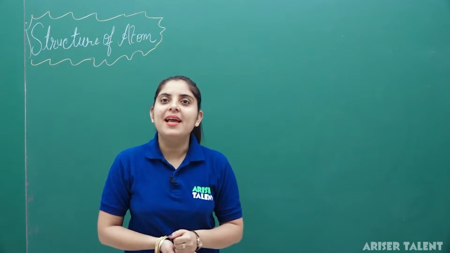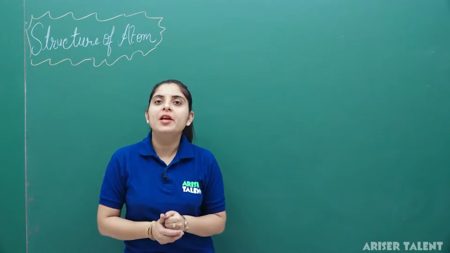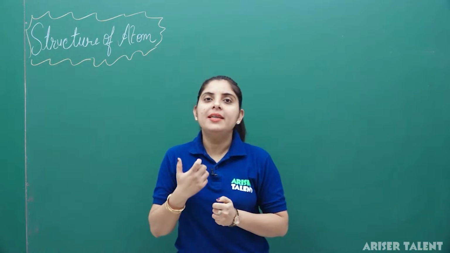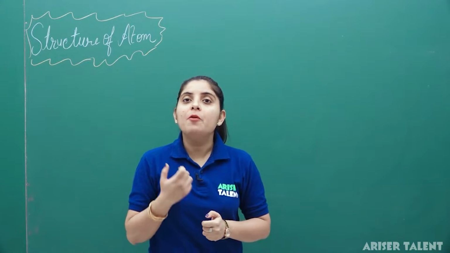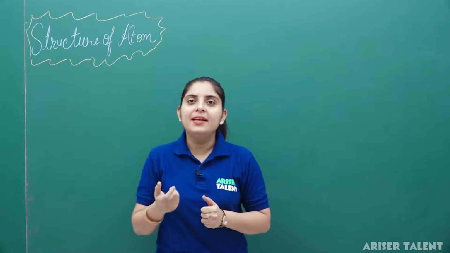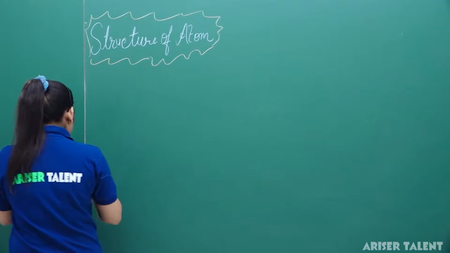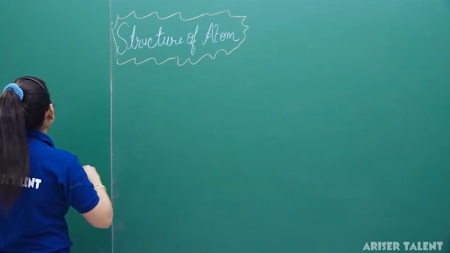So, in our previous lecture, we discussed the filling of the orbitals. I told you that the filling of the orbitals will take place in three ways, and we went through our first topic, that is known as Aufbau's principle. So, for filling the orbitals, basically we have three methods.